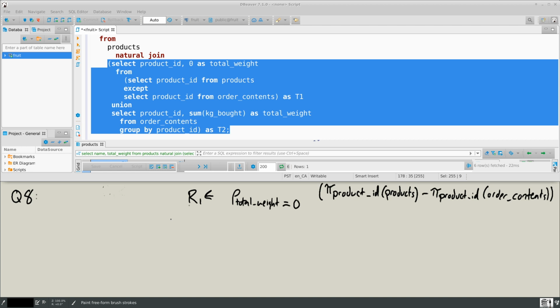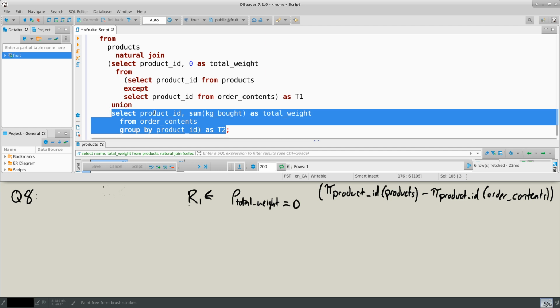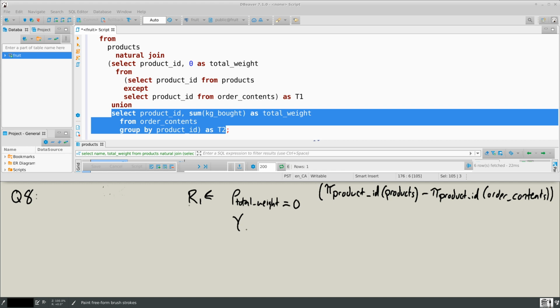Okay, so what's R2? R2 is going to be, I think naturally, I would probably take this whole thing. So I want to select the product ID and the sum of kilograms purchased as the total weight from order contents. I'm not doing much else here but aggregation. I'm just doing a gamma. So I'm going to group by product ID, and I'm going to call it total weight equals sum of the number of kilograms purchased. Great, and then I'm just going to pull that out of the order contents table. And we will call that R2.